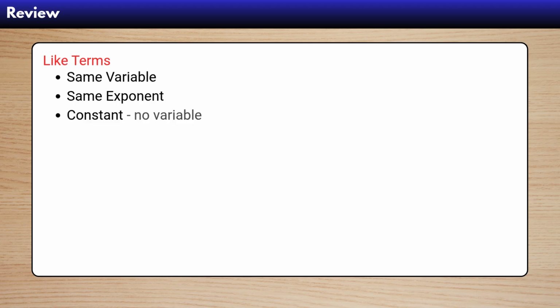Next, let's look at like terms. By definition, like terms are terms that have the same variable raised to the same exponent, or they are constant, meaning they have no variable. Let's look at an example. Consider the expression 2x plus 5 minus x minus 18. I have color-coded the like terms here.